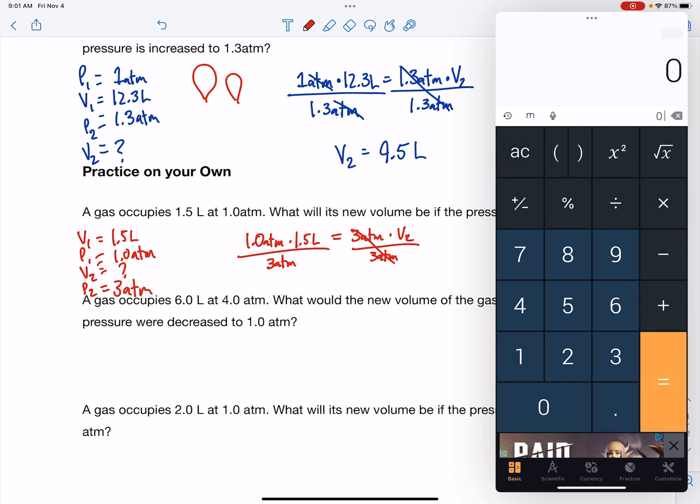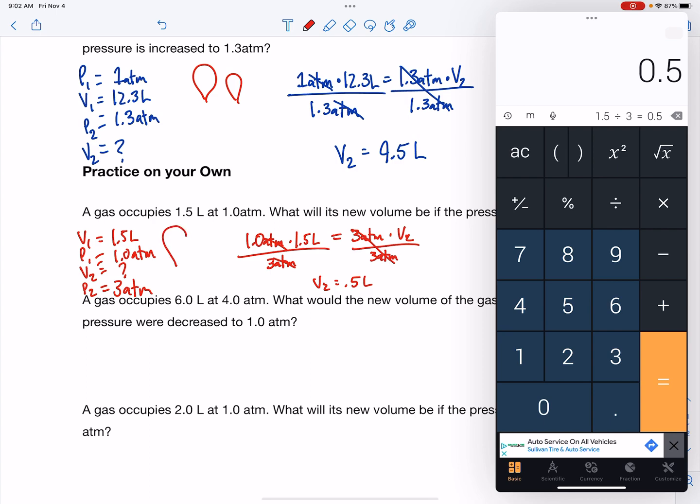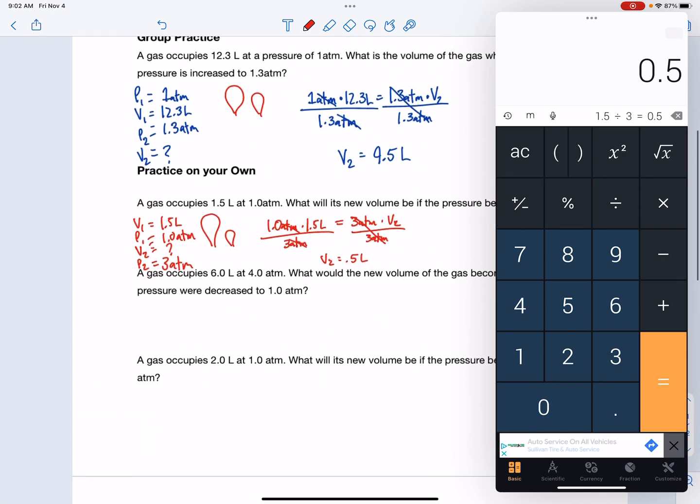1.5 divided by 3 is going to be 0.5. V2 is equal to 0.5. What's my unit now? Well, atmospheres cancel out. I know I'm solving for volume, so it's got to be 0.5 liters. We're going to take a 1.5 liter balloon, triple the pressure on it, and shrink it down to a third of its size. That makes sense. It's all proportional.